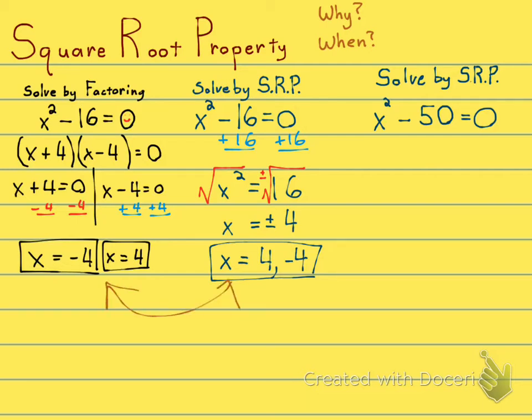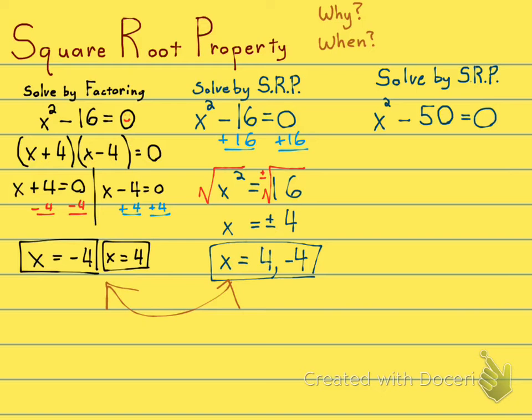And why did we do plus or minus? Because if we didn't, you see what we would have is we'd only have the 4. But you know that there's two possible answers. So every time you take a square root, you must do plus or minus.